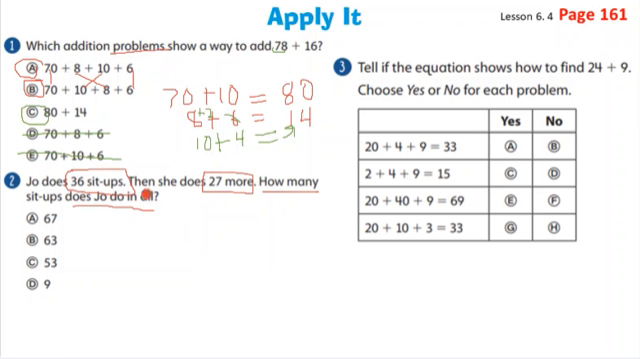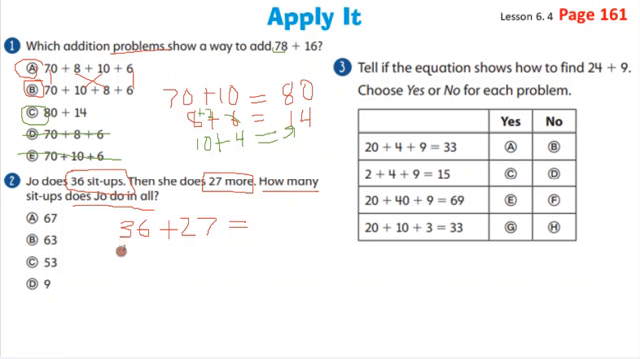Okay, welcome back. Let's take a look. So we have 36 right here, plus she does more. So that's going to be plus 27 more. We want to find out how many she does in all. So we can come down here. We can break it into tens, or we can make a 10. Let's do it both ways.